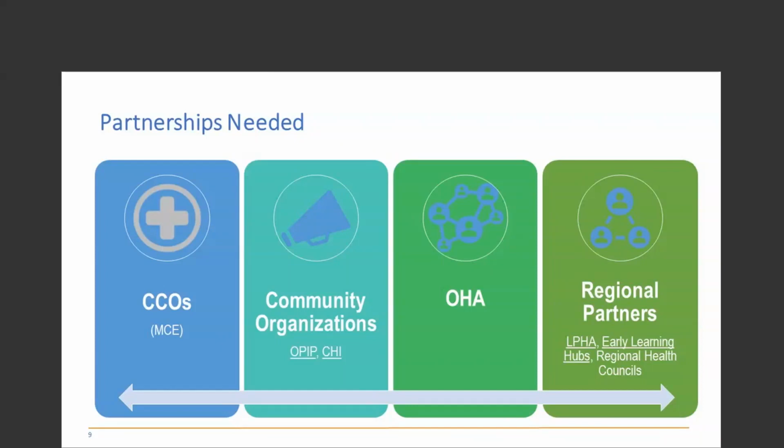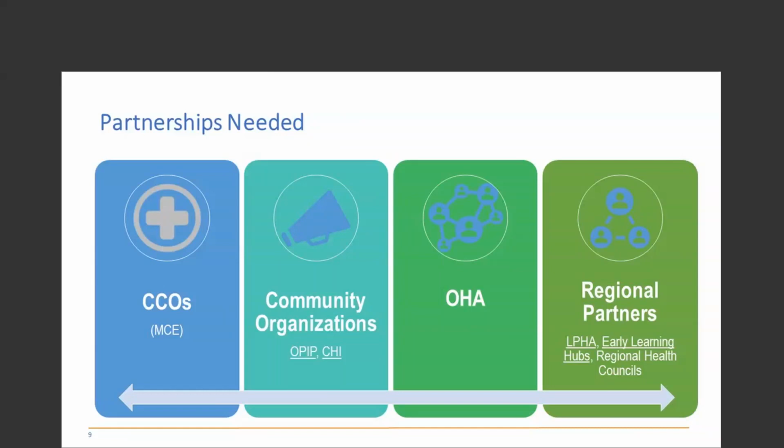A map of Oregon CCOs is provided in the appendix of the slide deck. For community organizations, we are lucky to have a couple who advocate and support statewide efforts for child health. These two specific partnerships are the Oregon Pediatric Improvement Partnership, known as OPIP, and the Child Health Institute, CHI. You'll hear about each one of these partnerships with OHA in the coming slides, and each one of those partners are hyperlinked to their websites as well.